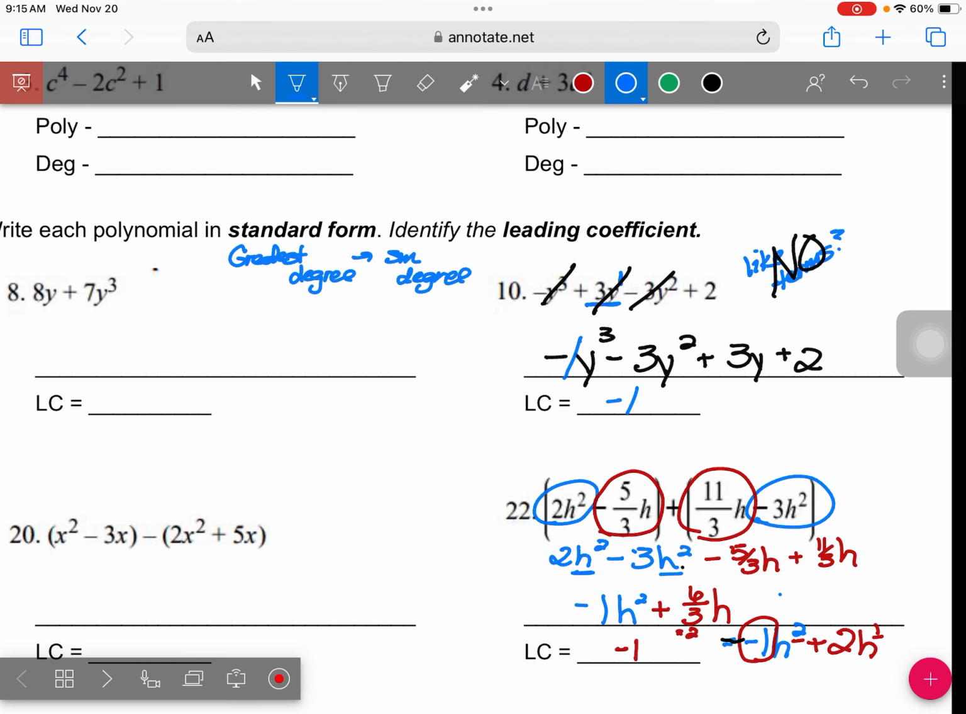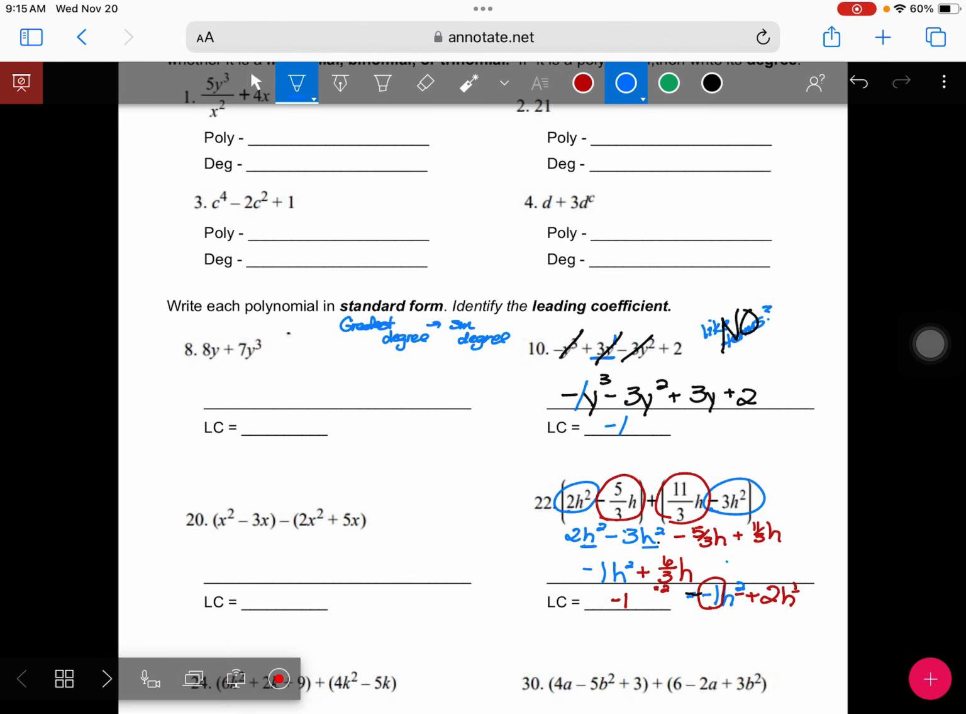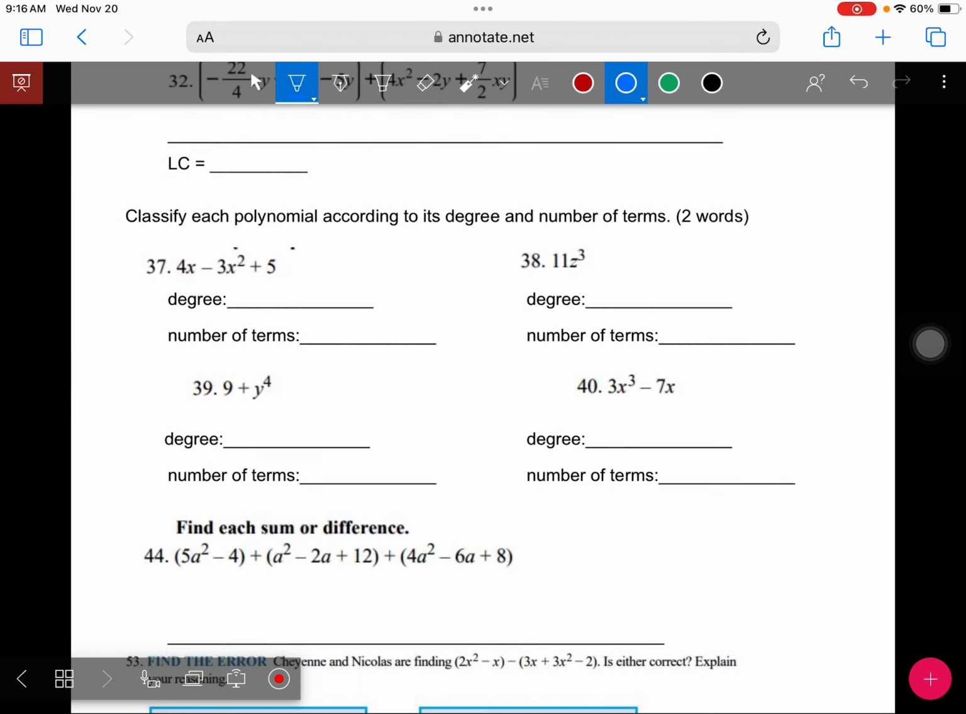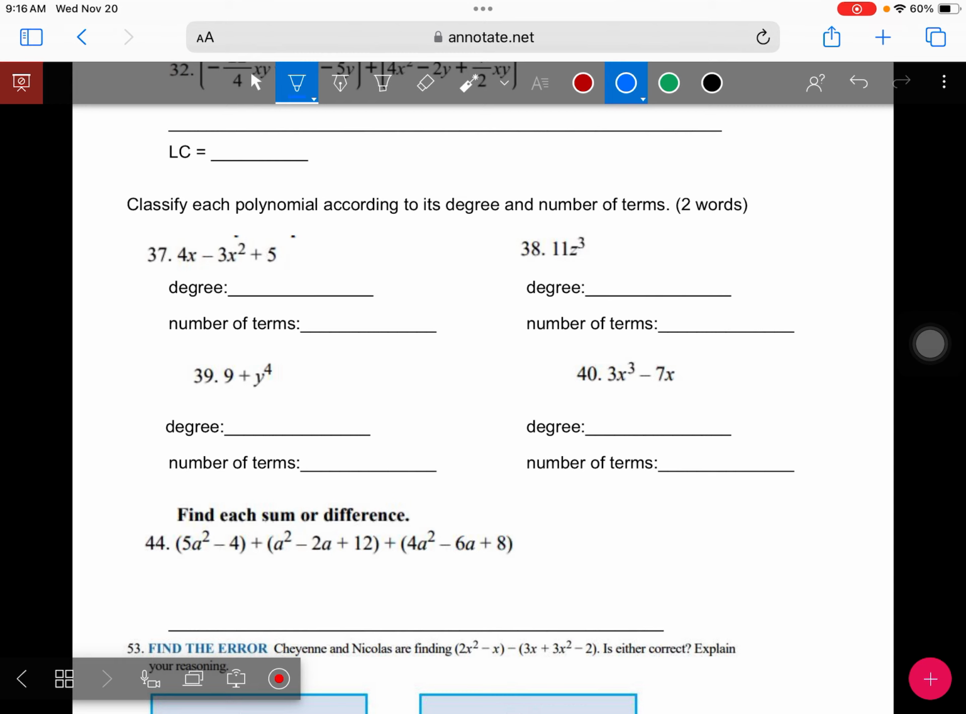All right, so that's all the time I can afford with these. Let me tell you, and maybe it was not explicit enough on the back, classify each polynomial according to its degree and number of terms. I'm looking for the words, okay? So number of terms, maybe this has 3. If this is 3, what do we call a 3-termed polynomial? Trinomial. So I'm really looking for the word trinomial there.